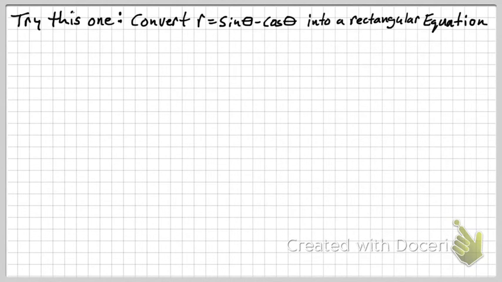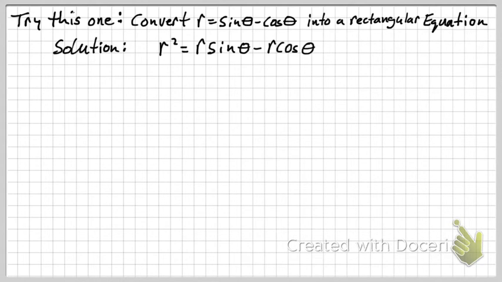This is a polar equation because everything is in r and theta. My strategy works the same way. I'm going to multiply both sides by r. Then I'm going to substitute in my rectangular identities. And then I'm going to get this into general form.